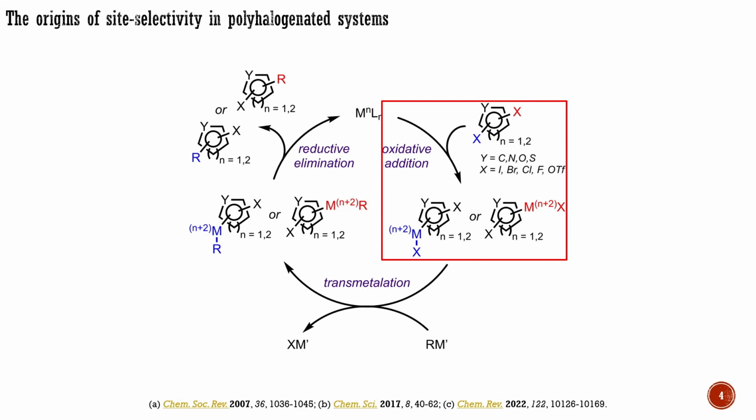In this step, selectivity arises due to differences in the relative electrophilicities of the carbons bound to halogen groups in the parent arene. As oxidative addition formally involves the addition of electrons to a carbon-halogen bond, the most electrophilic carbon would be expected to be the preferred site of attack.